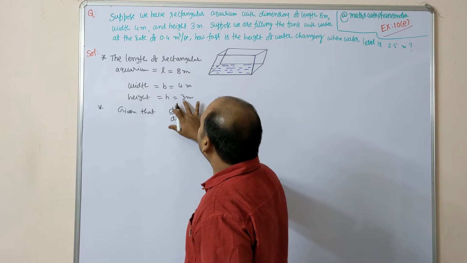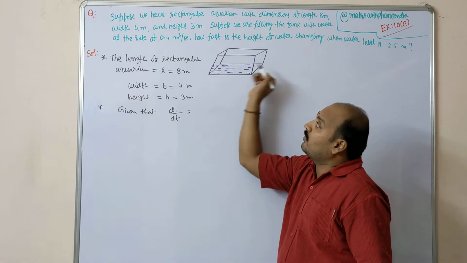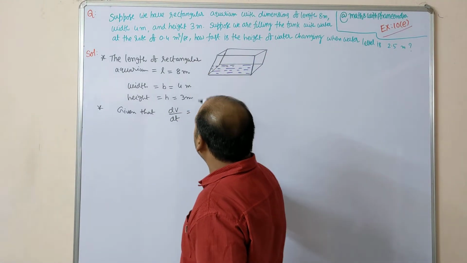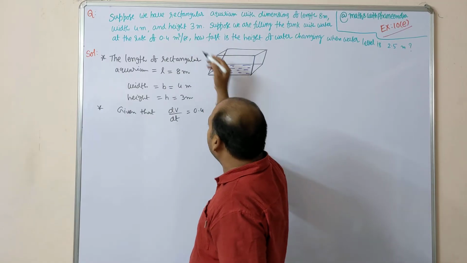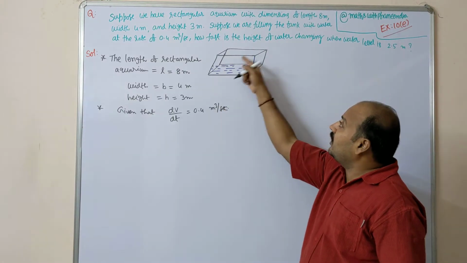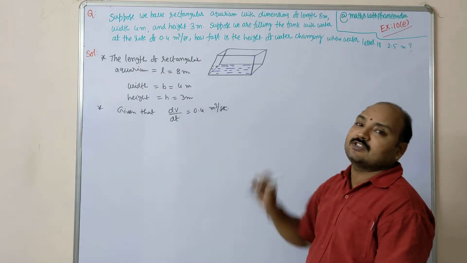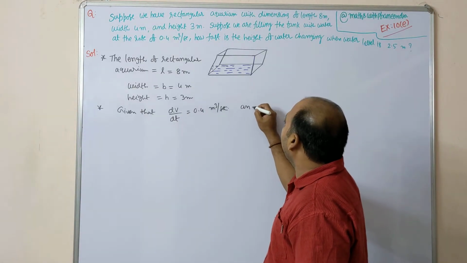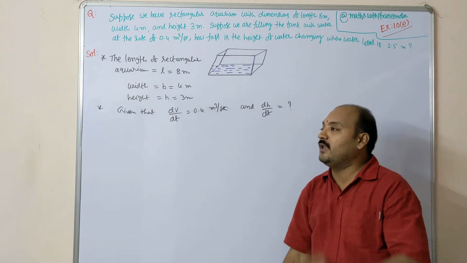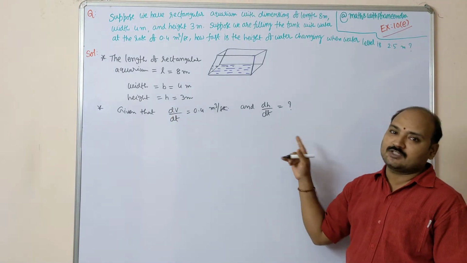Here this is the volume of the rectangular aquarium, so dV by dt is given as 0.4. Why meter cube? Because it is volume, so meter cube per second. The rate of change of volume dV by dt is given as 0.4 and required is dH by dt. This is the information, students. Be alert, be aware about this. dV by dt is given, dH by dt they are asking to calculate.